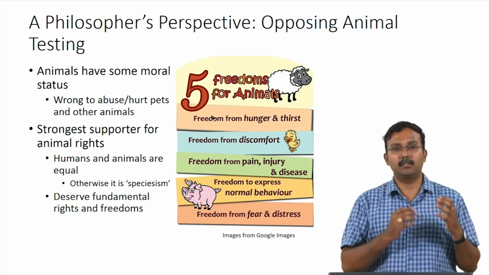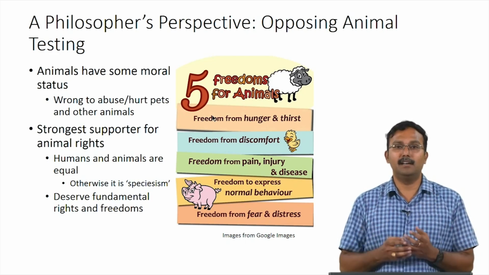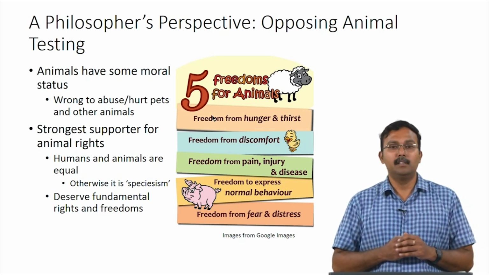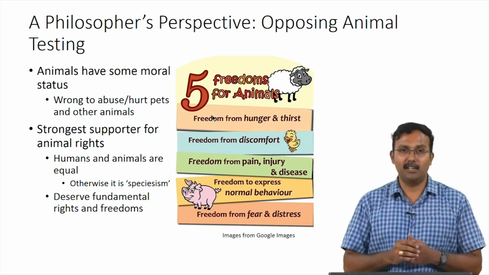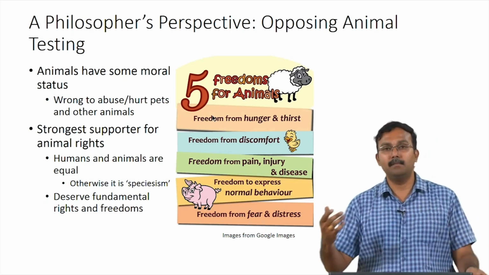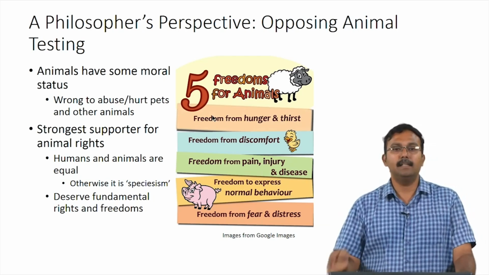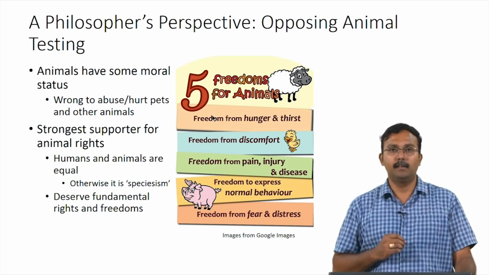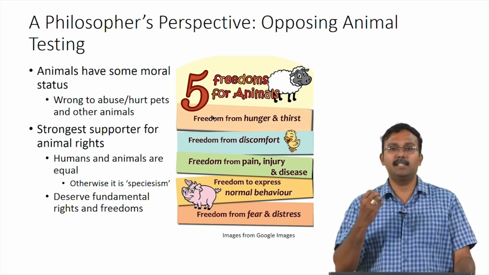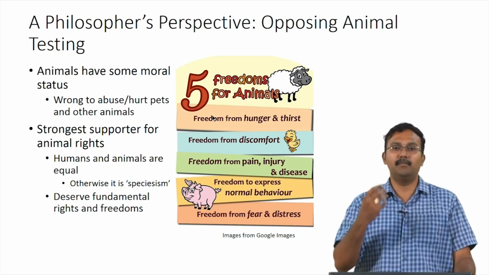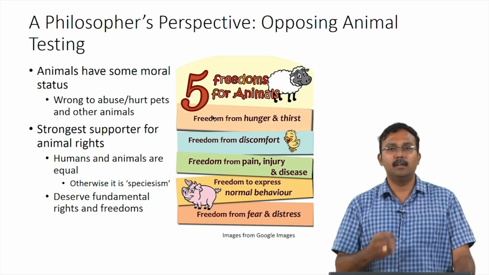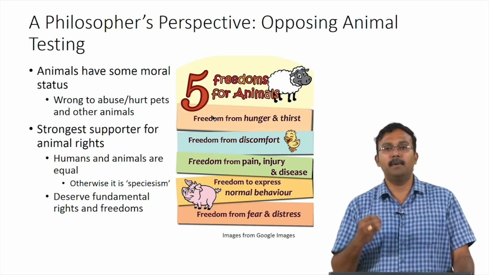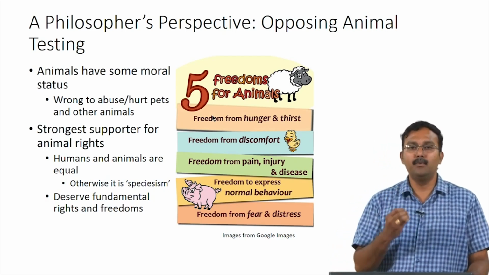The strongest supporter of animal rights, from a philosopher's perspective, can even say that humans and animals are equal. Otherwise it can be called speciesism, which, like racism, is a way of discriminating because of the species. And we should say that they deserve the fundamental rights and freedoms of a human. Some of the rights which animals should have, from the perspective of a philosopher who opposes animal testing, would be freedom from hunger and thirst, which means they should get food and water.